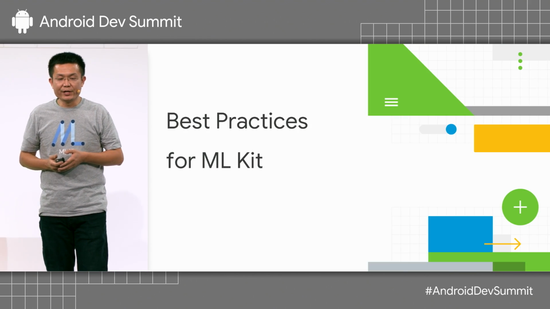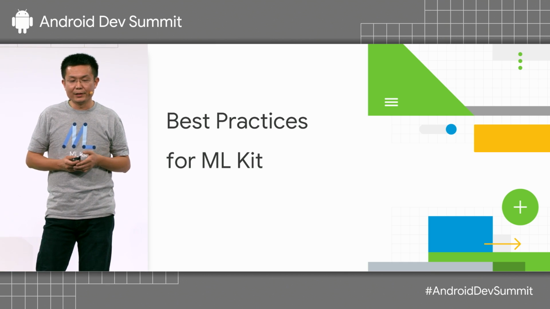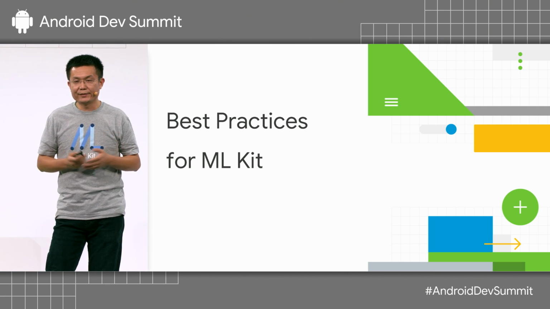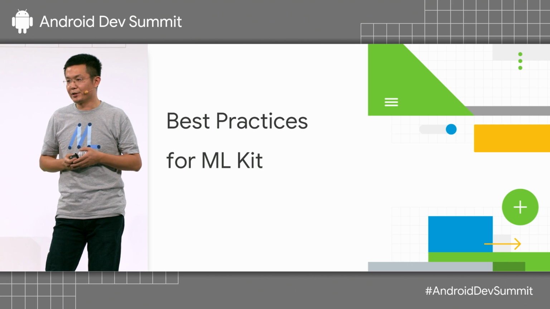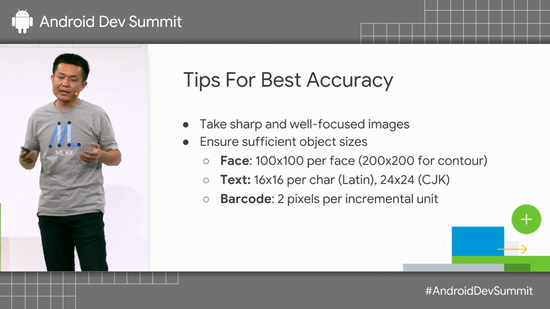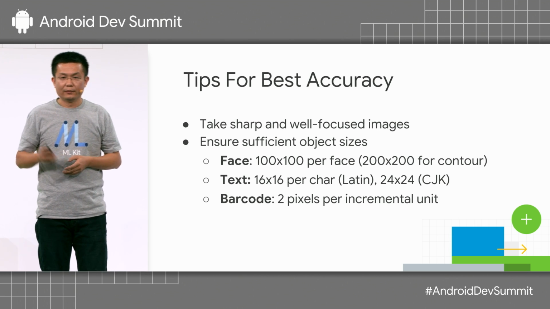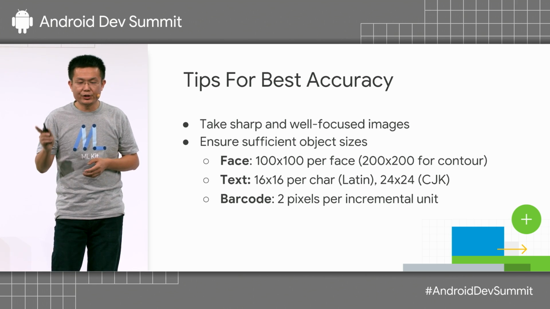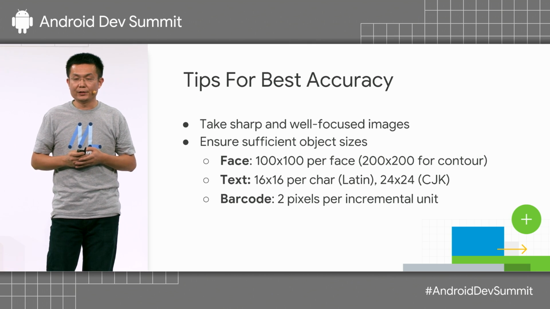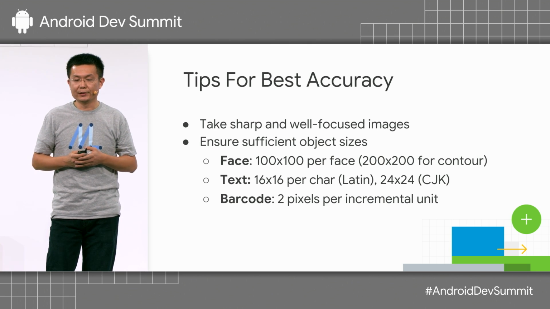Next, I'm going to share some tips and best practices for how to use ML Kit so that you can build impressive mobile apps using on-device machine learning. First of all, I will share a couple of tips for achieving best accuracy. There are 2 things you should make sure. One, you should take a very sharp and well-focused image. Poor image focus can really hurt the accuracy.